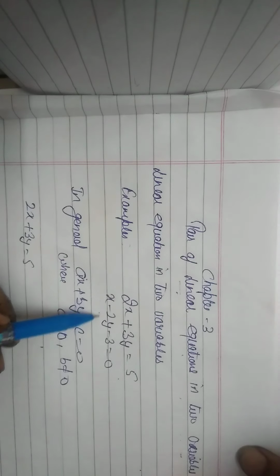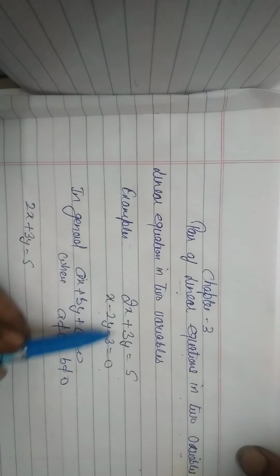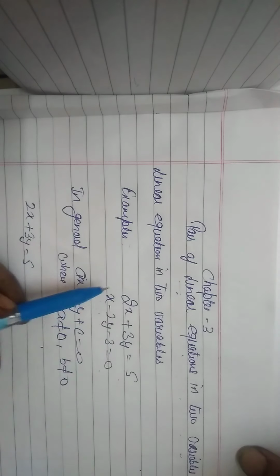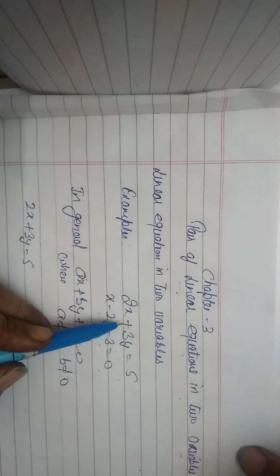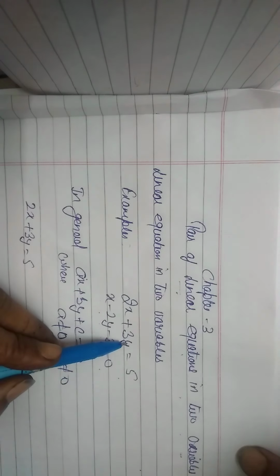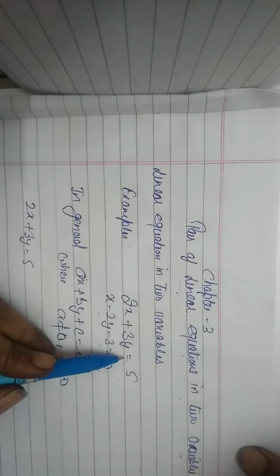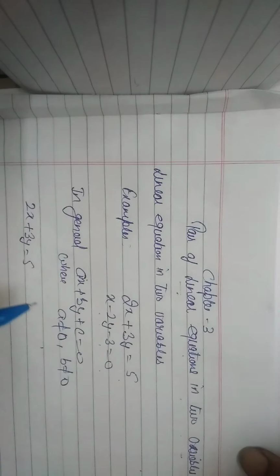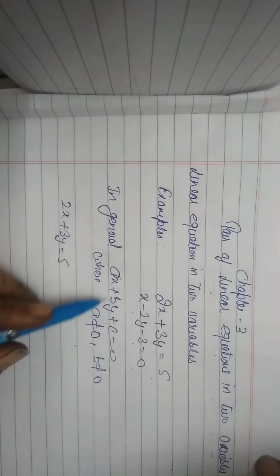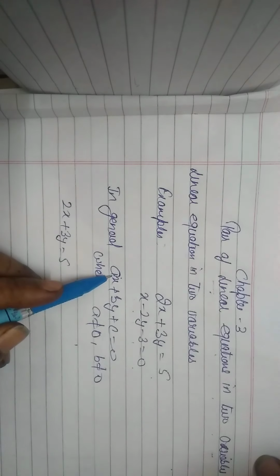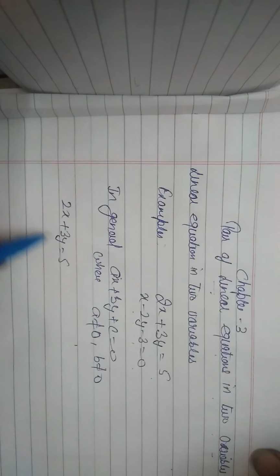Another example, x minus 2y minus 3 equal to 0. These are examples of linear equations in two variables. In both equations, there are two variables with exponent 1, means degree 1. In general, we can say ax plus by plus c equal to 0, where the coefficient of x is not 0 and the coefficient of y is not 0.